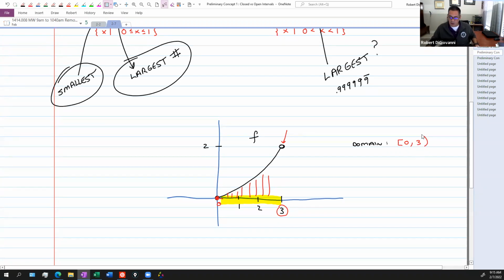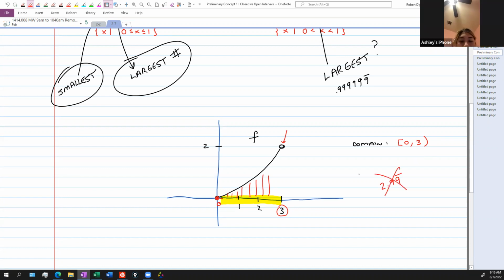Not including 3. So I put a parenthesis on the 3 here. That means you can plug in any number you want all the way up to 3, but not 3. So you can plug in 2.9, 2.95, 2.999, 2.99999, right? Can you plug in 2.9 with a bar on top? No, that's 3. Can't do that, okay? So you can go as close as you want to 3, but you just can't ever let it be 3.